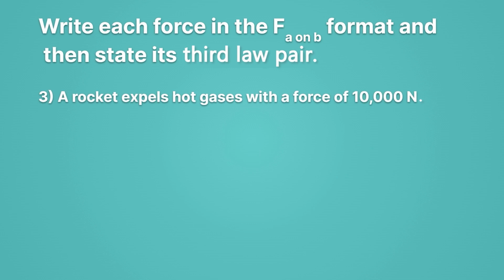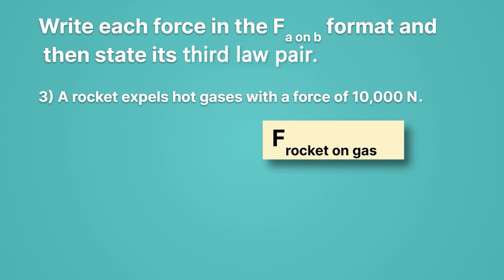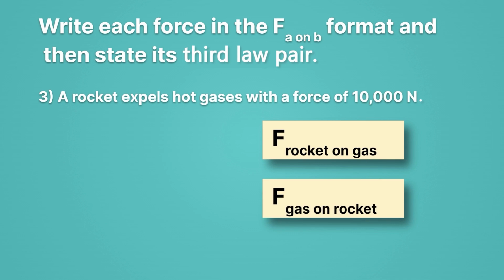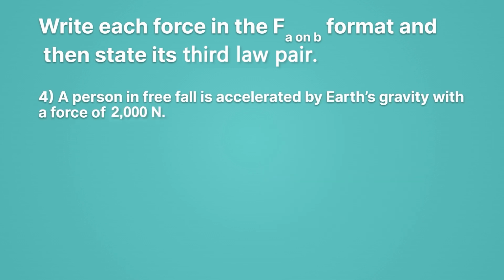A rocket expels hot gases with a force of 10,000 newtons. The force of the rocket on the gas is the first one we notice. But of course, to make that rocket fly forward, we use our Newton's third law pair, which tells us the force of the gas on the rocket. These are both going to be of equal magnitude. So if you accelerate a bunch of hot gases with 10,000 newtons, then that's going to push your rocket forward at 10,000 newtons. So rockets actually fly by Newton's third law.